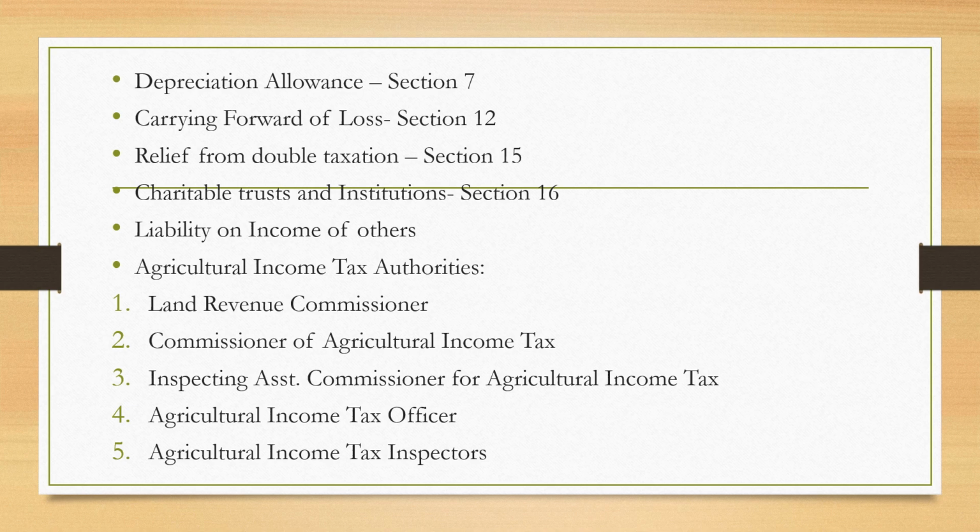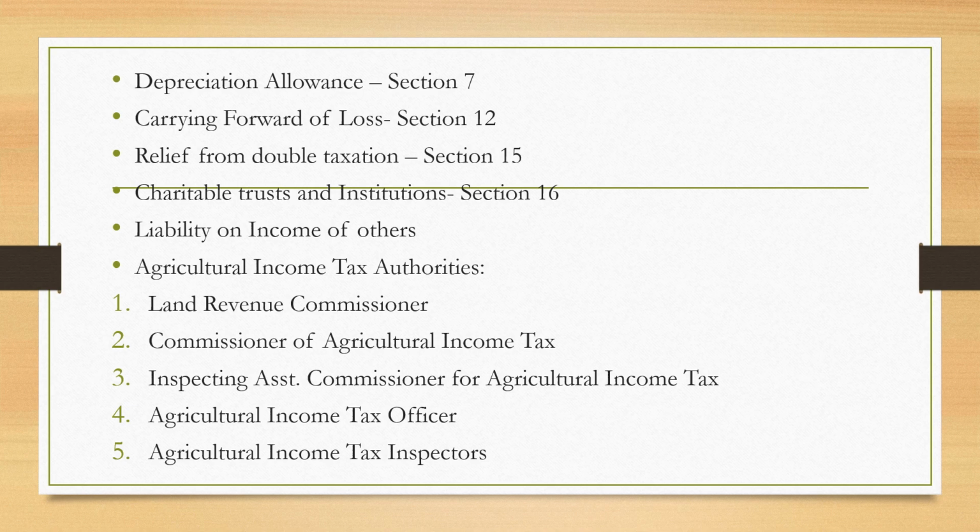Now, the second condition here under charitable trust and institutions, section 16, is any agriculture income derived from property held under trust in part only for such purposes, to the extent to which such income is applied to such purposes in the state, and where any such income is finally set apart for the application to such purpose in the state, to the extent to which the income set apart is not in excess of 25% of the agriculture income from such property.